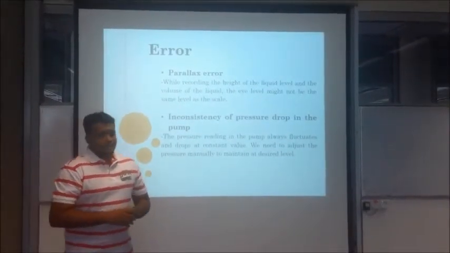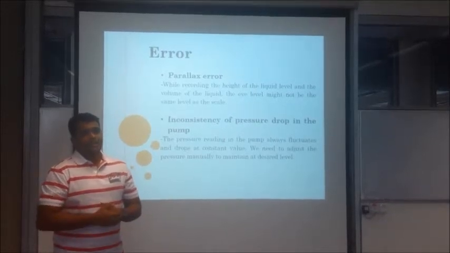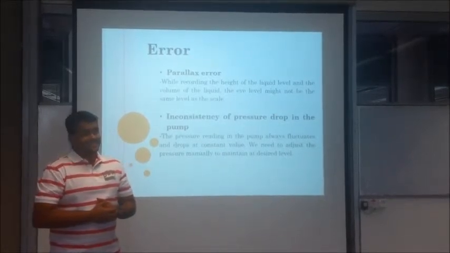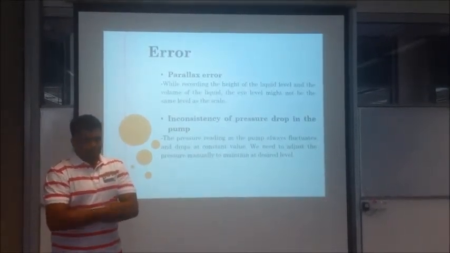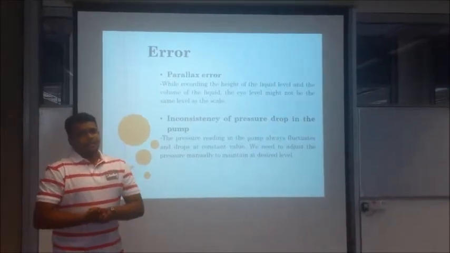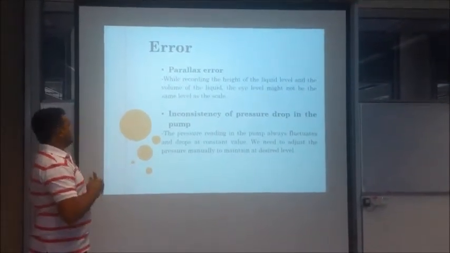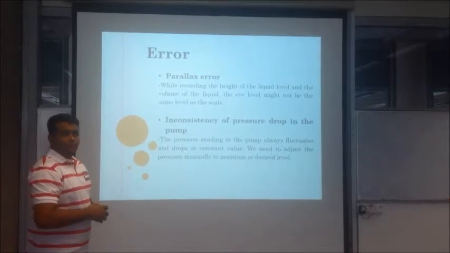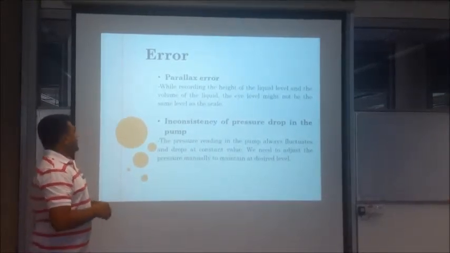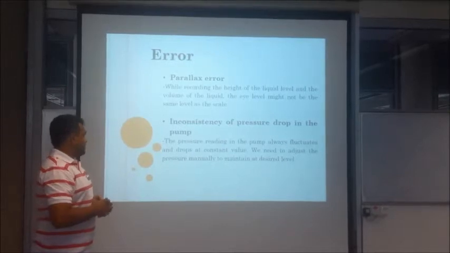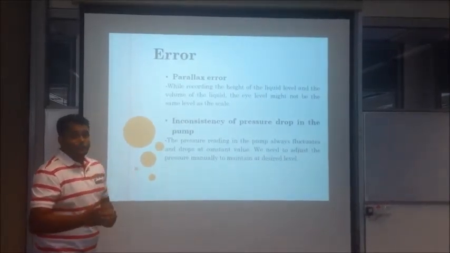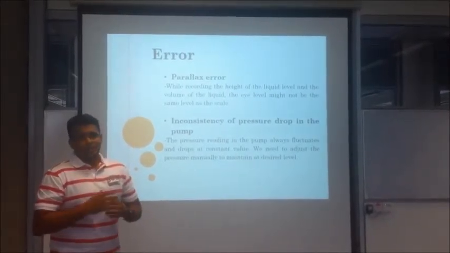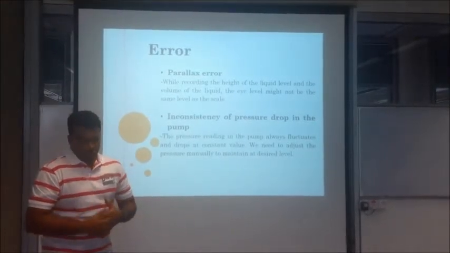In the errors, there were several errors to be highlighted in this experiment, but some of them are parallax error and inconsistency of pressure drop in the pump. Parallax error: the eye level is not placed properly when you are recording the volume of liquid, and this might affect our results in many ways. With the inconsistency of pressure drop in the pump, the pressure reading tends to fluctuate a lot, and when this happens, we need to adjust the pressure manually, and it will affect the time for the experiment.